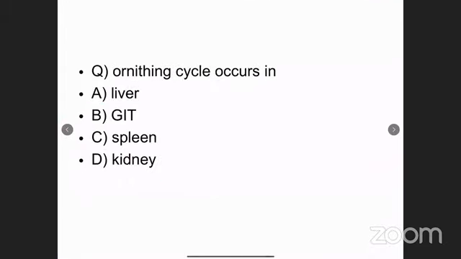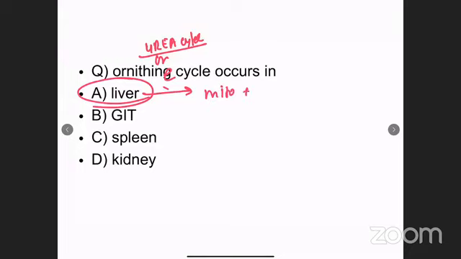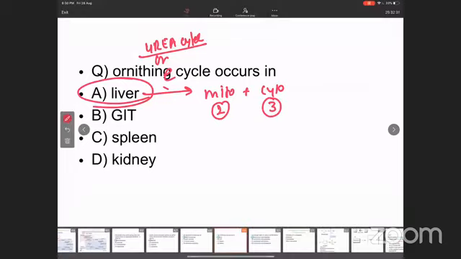Ornithine cycle occurs where? Ornithine cycle is the other name of urea cycle. Urea cycle occurs in which organ? Urea cycle occurs in liver. If they ask mitochondria or cytoplasm, where? It is mitochondria plus cytoplasm. Two reactions occur in mitochondria, three reactions occur in cytoplasm.